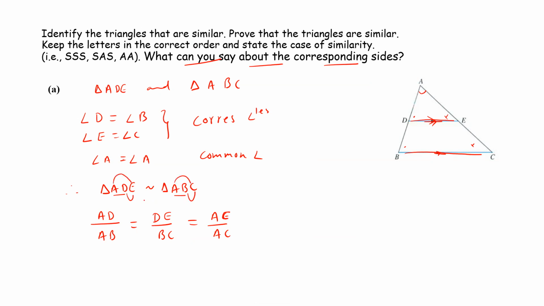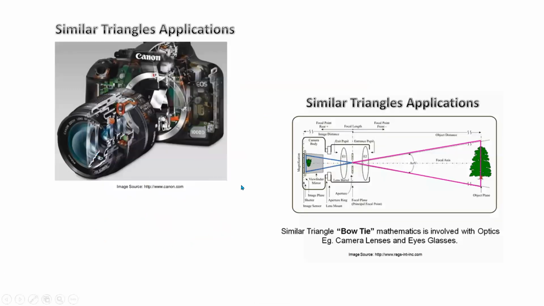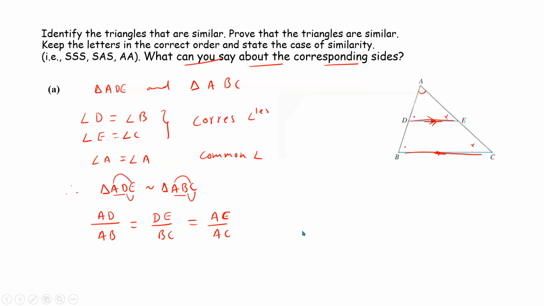If you have the statement, even without knowing the diagram, you can still write the ratio of the sides, which will always be equal. So that's it for this part, and now let's have a look at the next one.